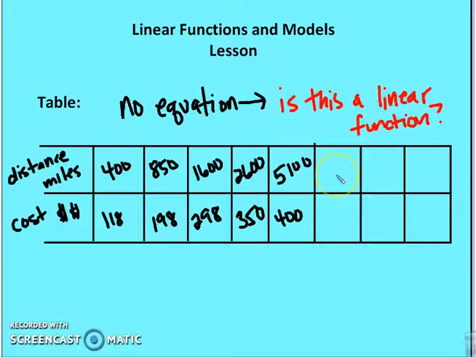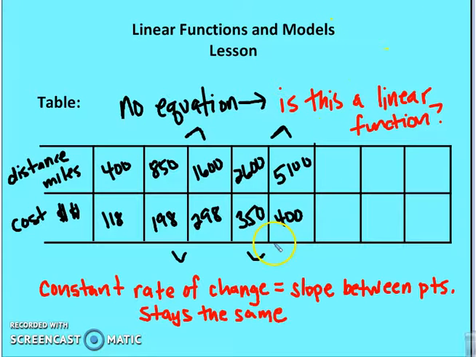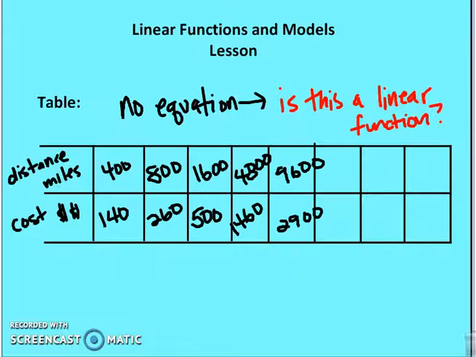All right, so let's take a look at another function. I'm going to ask you if this is a linear function. I'm going to pause here while you figure it out. And then you'll see that there's no constant rate of change. The slopes between the points are not the same, so we can't call this a linear function. Let's move on to another problem.